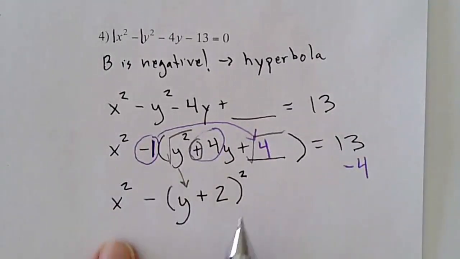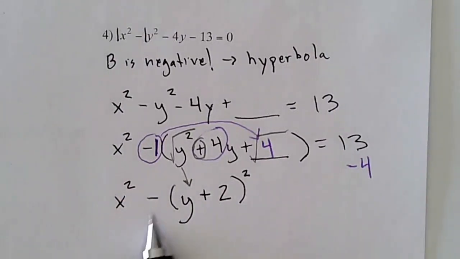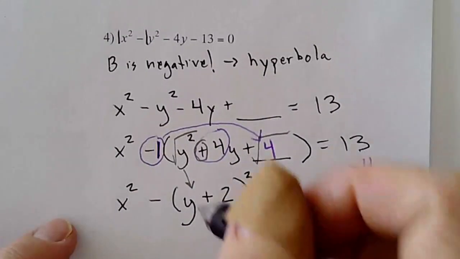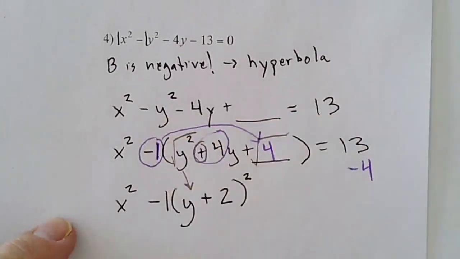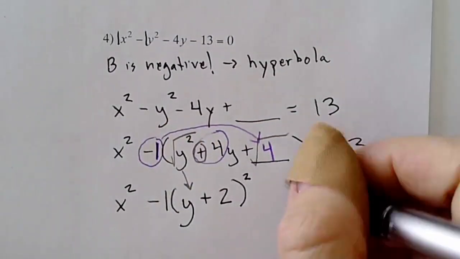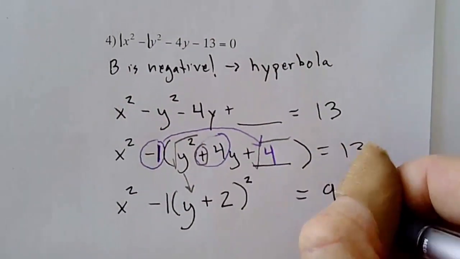Except there's a negative in front of there. That's all I have. Okay, it's just that negative, which is fine. I've got a negative 1. Okay, I can put that negative 1 in front there. That's fine. And then equals 9.